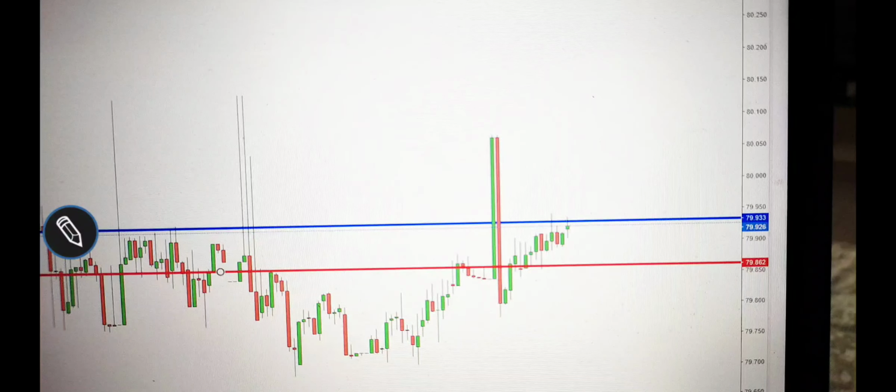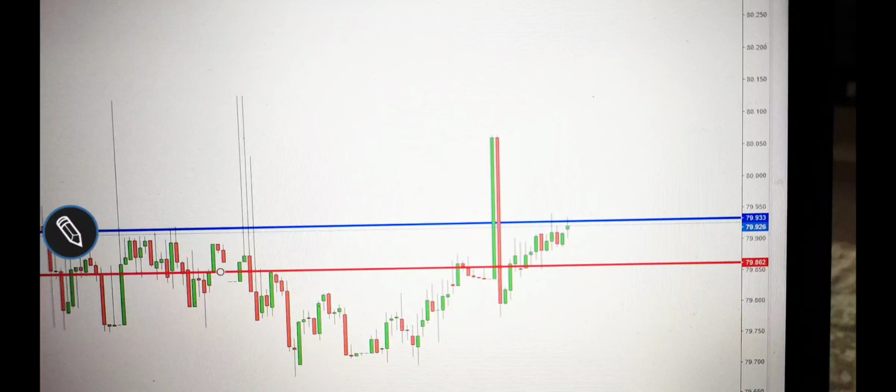Now the challenge is this zone. If we are able to cross 79.93, then we will be able to test 80 and then 80.3. That is the key resistance. 80.33 is the very important resistance. If we are able to break that, we should be able to land at 80.10, and from there we have to see the direction because that will be a new high from a spot perspective.